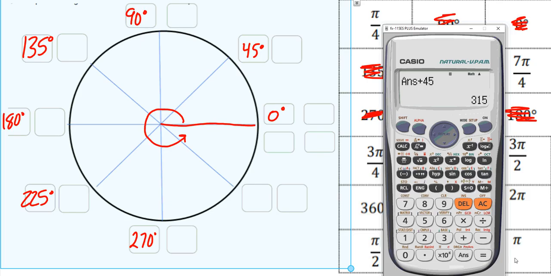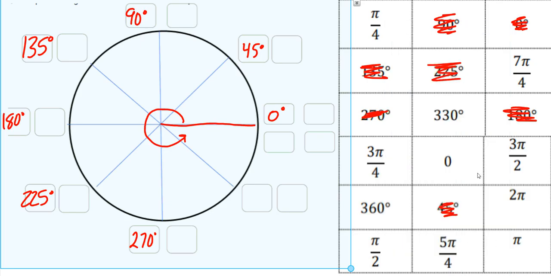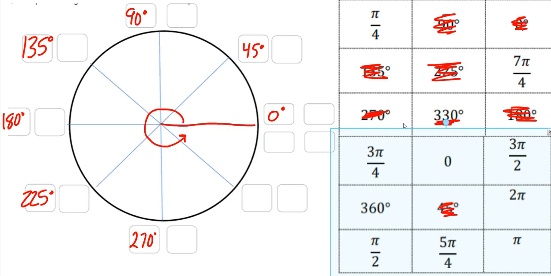315. Ah, that's our mistake. Remember, I got this from the state, so don't blame me. Hey, but at least we found it. That one should have been 315. But I'm scribbling it out because it's off our list. And if we go all the way around, 360.